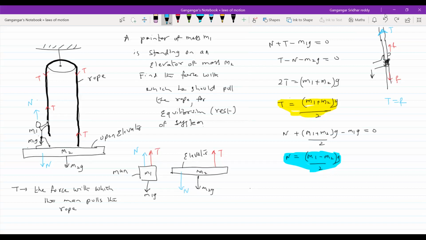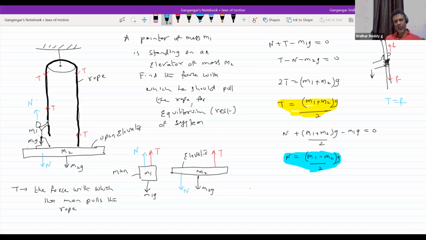Sir, small doubt: if the man is moving, is it an inertial frame or non-inertial frame? If the man is exerting force and the lift is also moving, then he is standing on a non-inertial frame. But both are moving with the same acceleration. Both cannot have different accelerations, that's common sense. If they had different accelerations, the man would lose contact. Say the painter who is using this platform: should he fall off from this platform or stay on it? He should stay on the platform. So if the man moves up, the platform also moves up. If the man moves down, the platform also moves down. Got it?